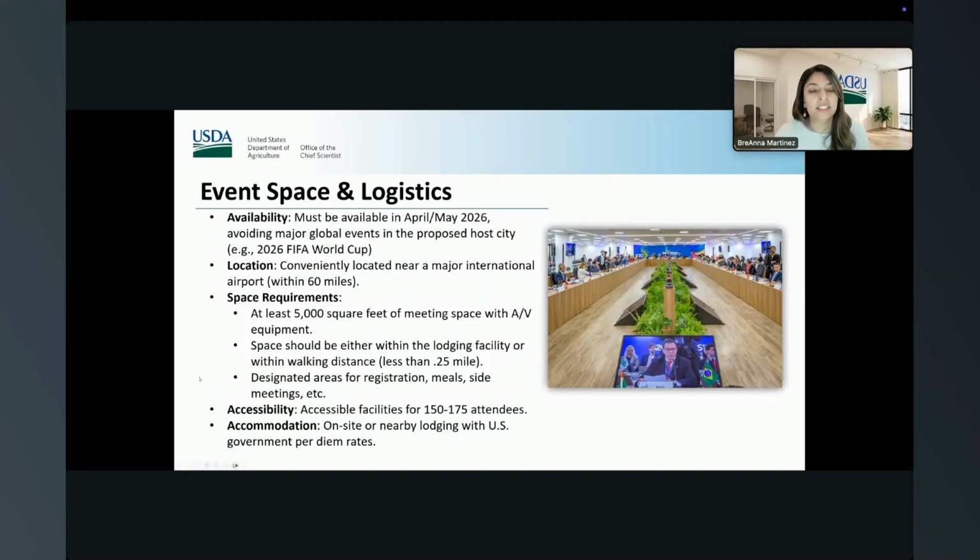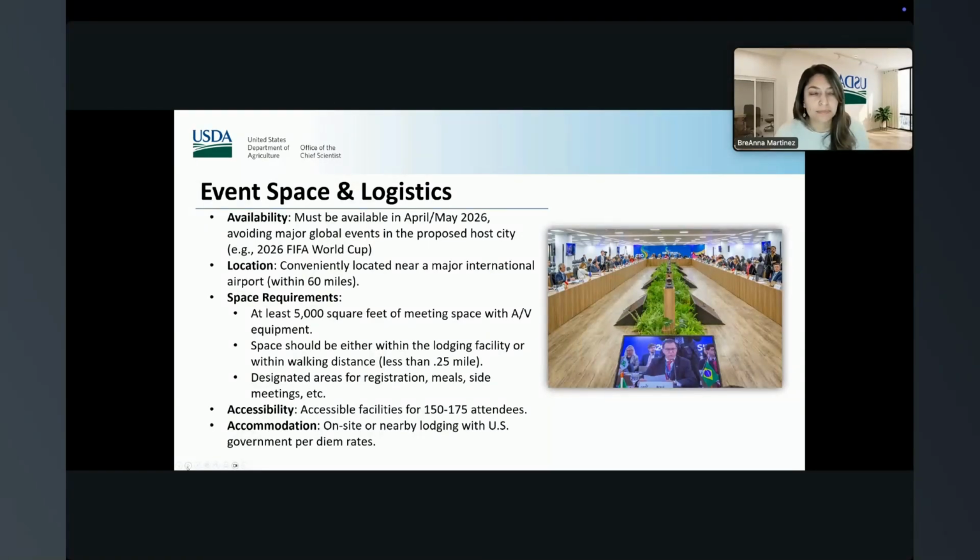The location needs to be near a major international airport or within 60 miles. We have a lot of individuals that will be traveling from far away. So we're just trying to make sure we cut down logistics as much as possible, but also make sure that we get to feature U.S. agriculture, knowing that a lot of agriculture happens in the Midwest or in different spots around the country. We just want to make it easy to get there.